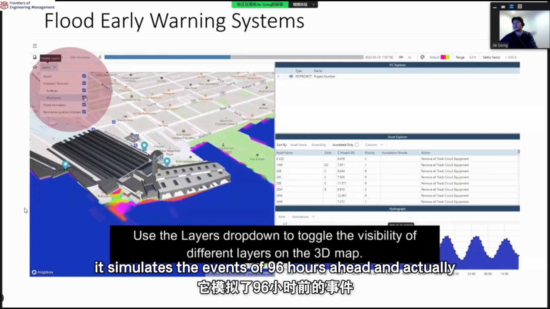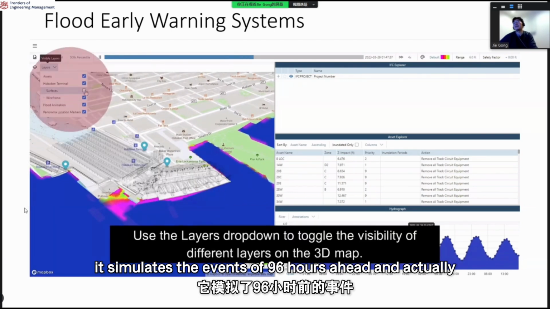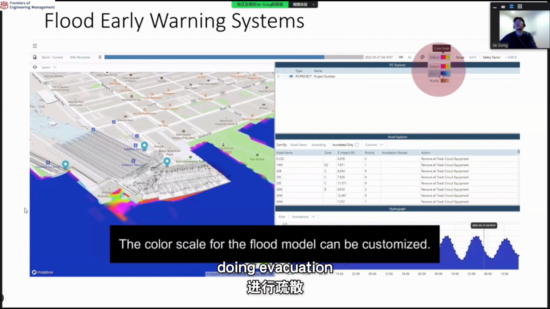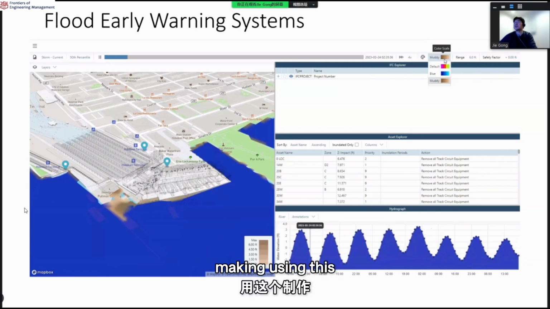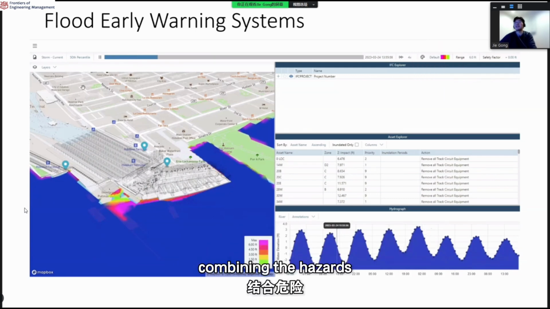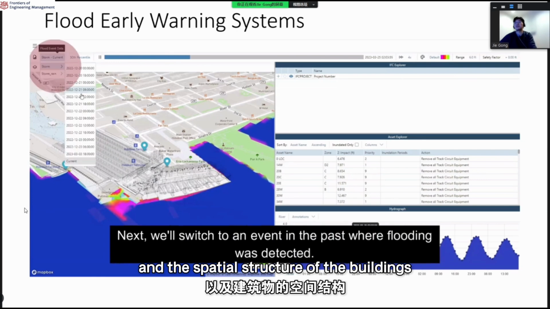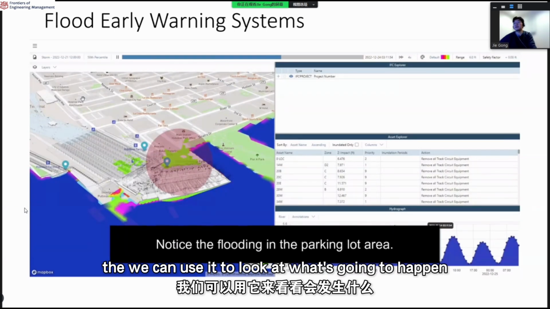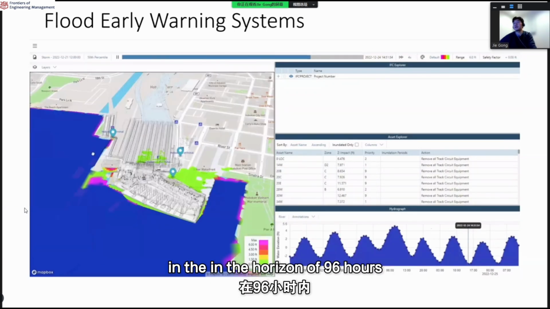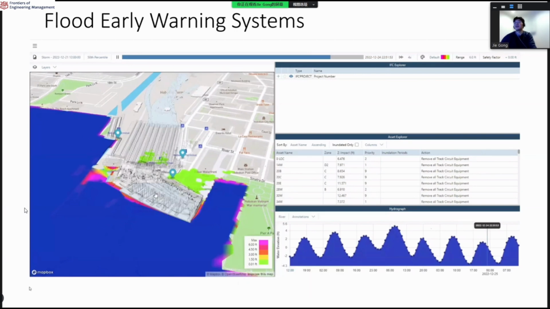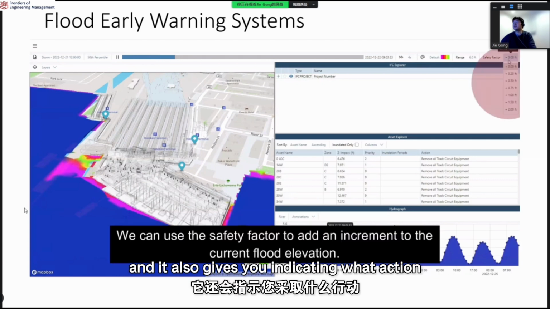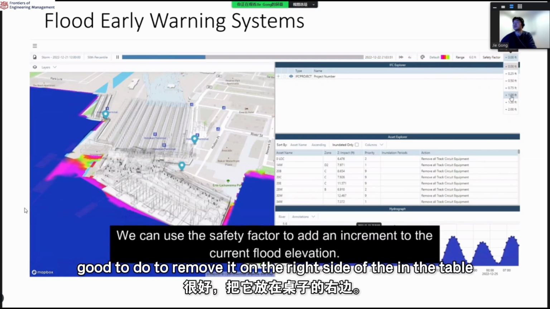It simulates the events 96 hours ahead, and the agency is actually using that to make decisions: doing evacuation, removing assets, blocking traffic, stopping the train. Everything is based on decision making that combines the hazards and the spatial structure of the buildings. This shows what is going to happen over the horizon of 96 hours. It provides the warning on which areas could be inundated, and it also indicates what action to take.